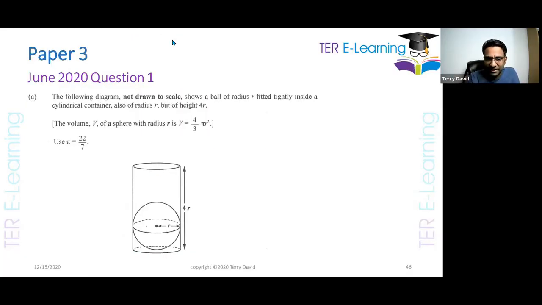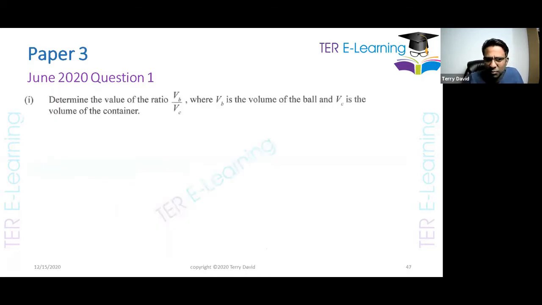and we have a cylinder, right? And they give us a piece of information that we might probably have to use, as this here. The volume of the sphere is 4/3 pi r cubed, and they are telling us to use pi as 22/7. Now, let's see what they want us to do. They said determine the ratio VB to VC, where VB is the volume of the ball and VC is the volume of the container, right?